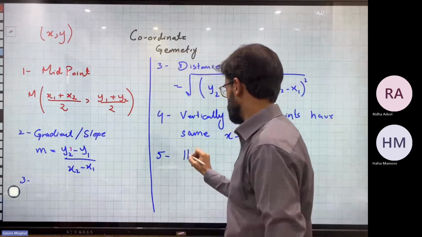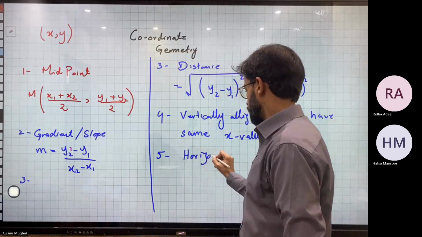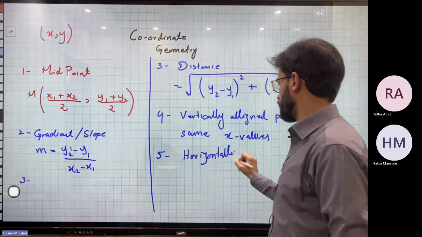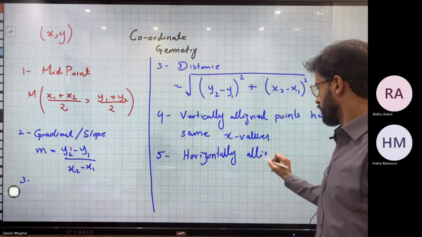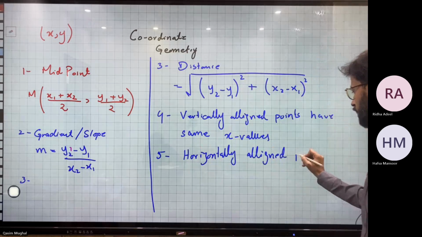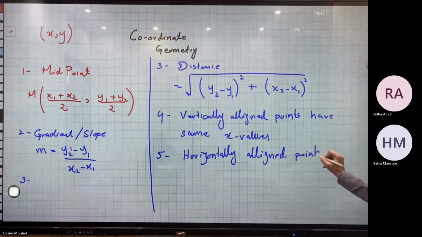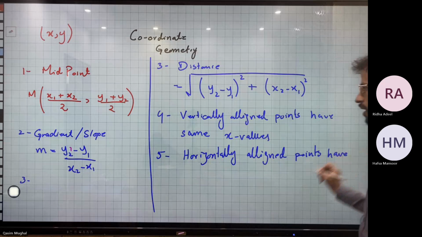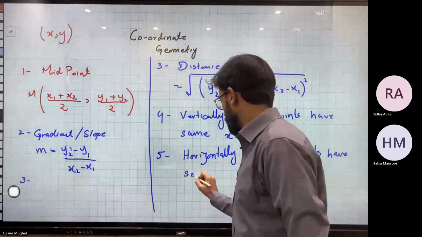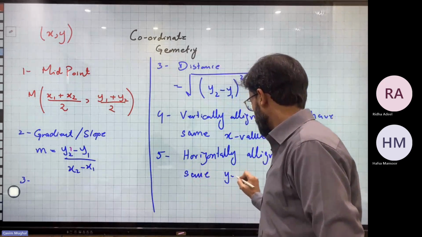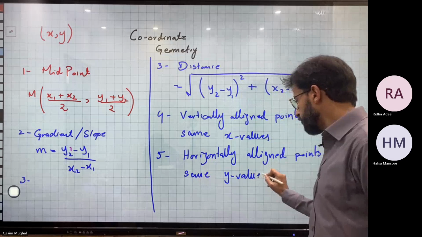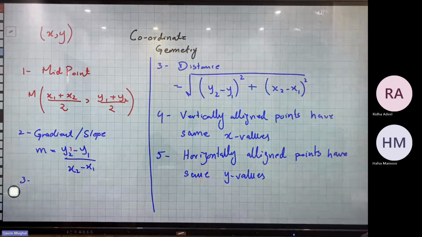Fifth point, similarly: horizontally aligned points have same y values.